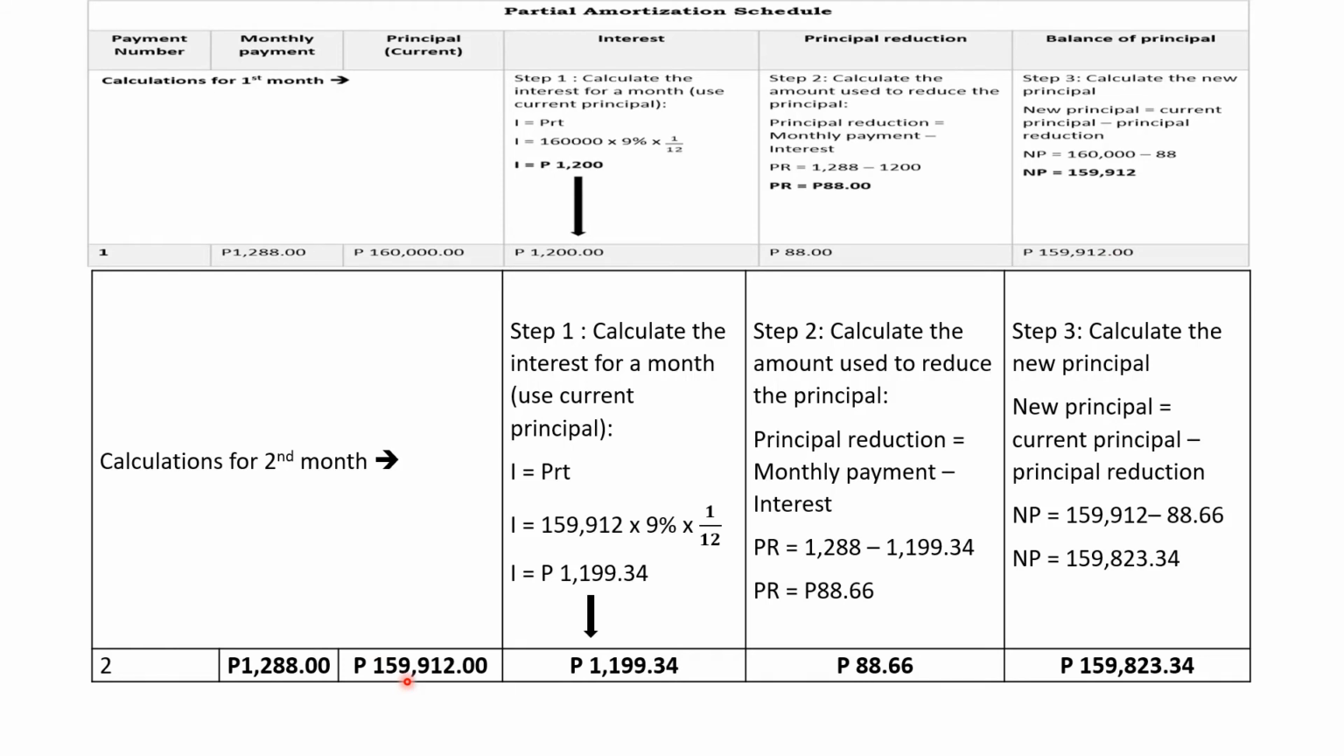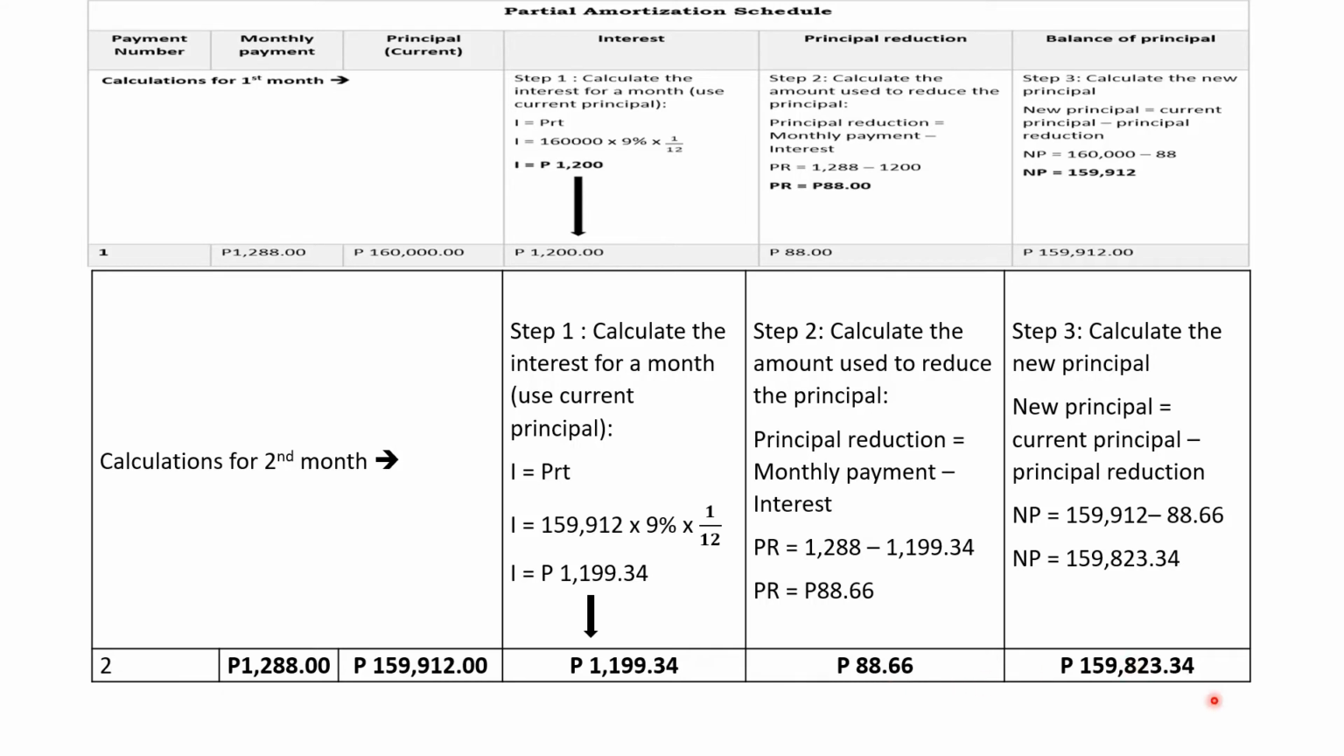Now, we are going to compute the interest for the second monthly payment. We still have the same formula, and the amount is 1,199 pesos and 34 centavos. For the principal reduction, same formula, monthly payment less interest. 1,288 pesos less 1,199 pesos and 34 centavos is equal to 88 pesos and 66 centavos.